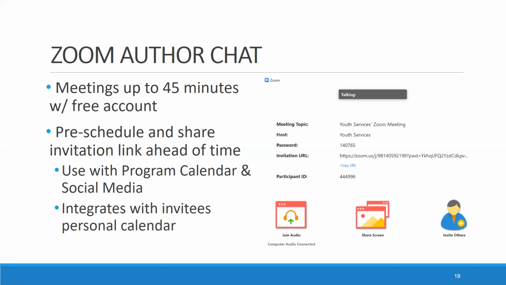Okay, to get into the meat of what we're talking about today, just a straight up Zoom author chat. If you don't have a paid account, you can do this for meetings that are up to 45 minutes long. I believe up to 100 people on a free account can participate. And again, just like today, you can pre-schedule and share the invitation link ahead of time. You can put a password on it if you would like. People can integrate it with their social media and program calendars. And it just works really well.